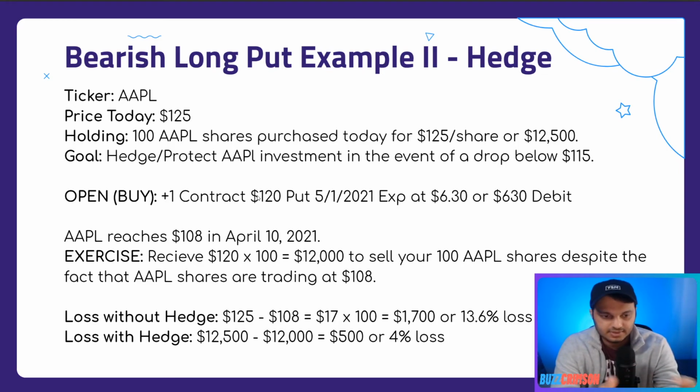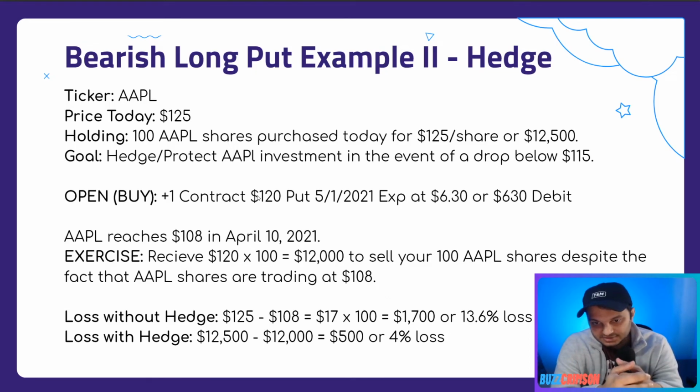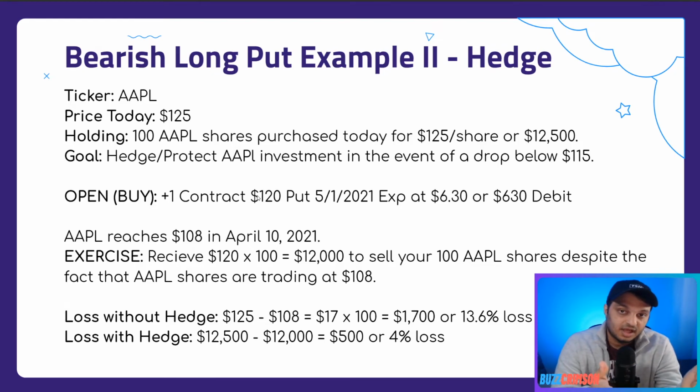Okay, so I sell them at 120, so that's $12,000 I receive. But remember, I paid for that option, so 12,000 minus 630. So essentially, I'm saving a lot of money, even though the stock price is right now trading at a much lower price. I did not lose that much money compared to someone who did not hedge. If someone did not hedge, they would have experienced a 13.6% loss. But since I hedged, I only experienced a 4% loss.